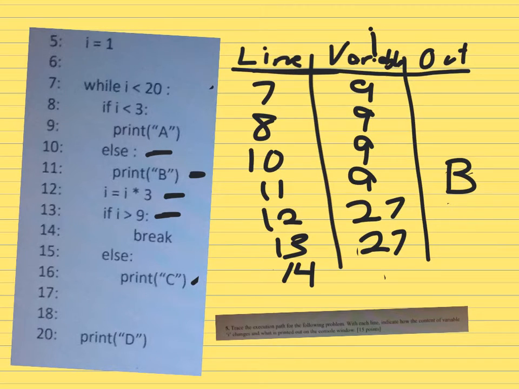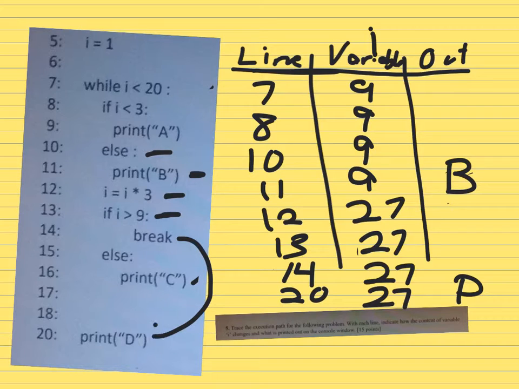We'll break the loop, and then after that, we'll skip to 20. Variable I is 27, and the value of the output is now D, because we went from here to there. So if there's a break in the loop, we break out of it and go outside of the loop, which is print D.